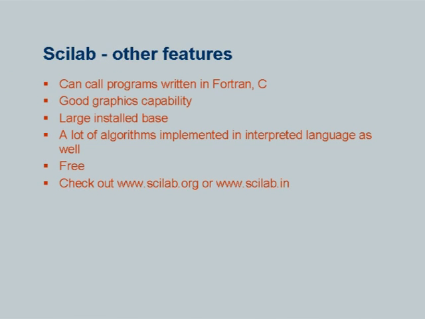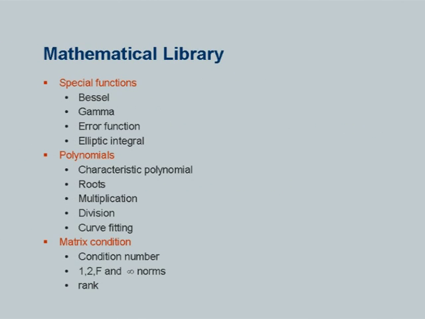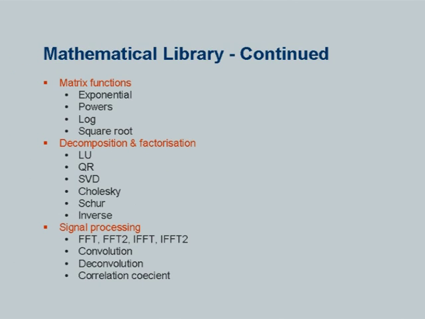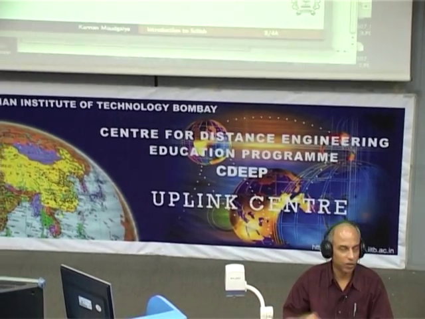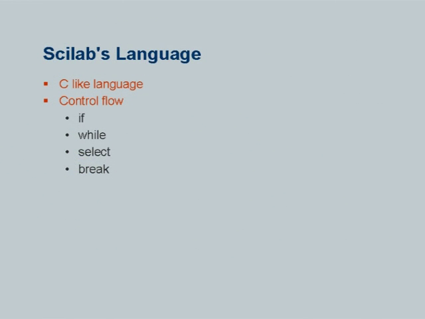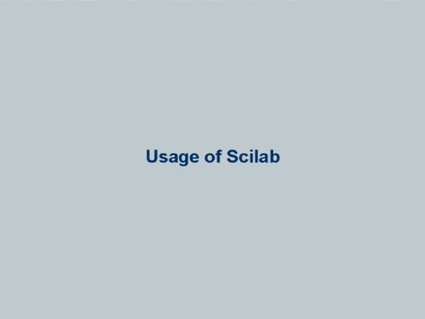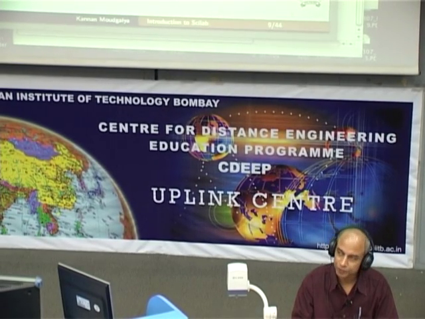The important thing to realize is Scilab is free. Scilab has a lot of mathematical libraries: special functions, polynomials, matrix condition number, matrix functions, decomposition and factorization, signal processing. I told you that Scilab has an inbuilt language. I also called it the interpreted language. It is like C. It has lots of control flows. It has procedures.